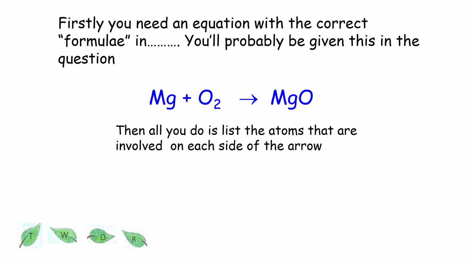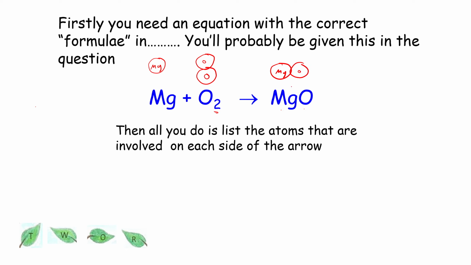So let's have a little look. I'm going to draw this out. So I'll get my pen out again. Let's draw the atoms that are involved in this. So here I've got 1 magnesium atom. Here I've got 2 oxygen atoms, because remember this little 2. So I'm going to draw them joined together because this is an element. This is an oxygen molecule. There are 2 oxygen atoms joined together. Here, this is a compound called magnesium oxide. And I've got 1 magnesium and I've got 1 oxygen.